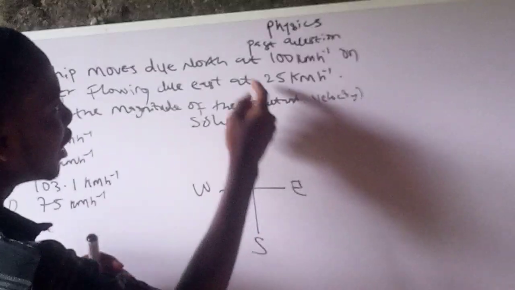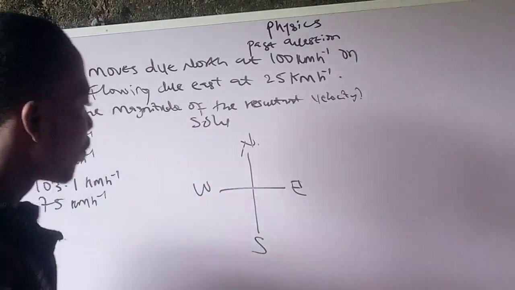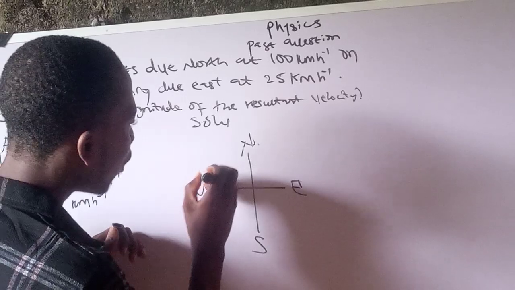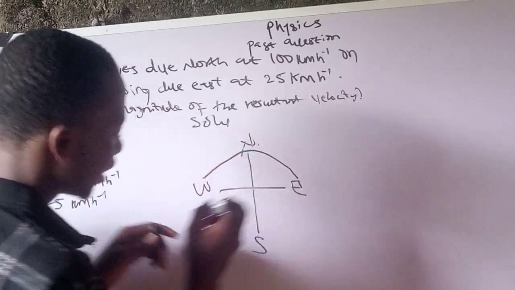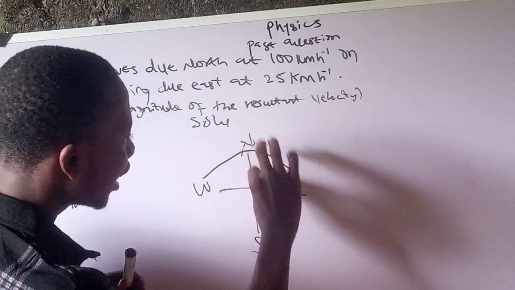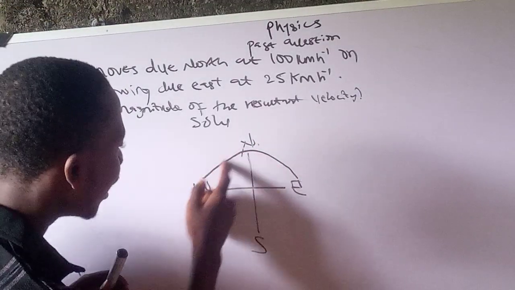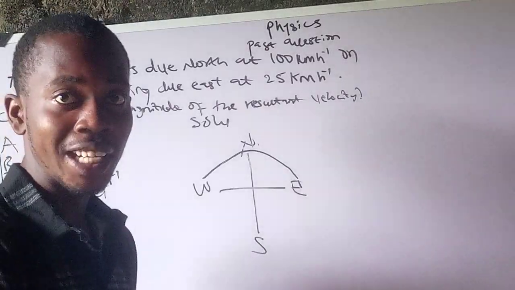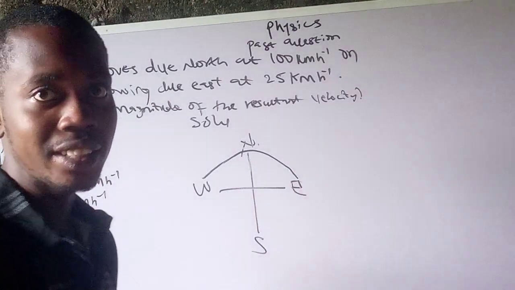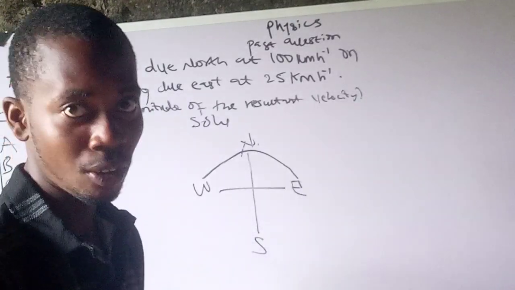But assuming that it is due west and east, that means from here to this side is 180 degrees, because from here is 90 degrees and from here is 90 degrees. That is 90 plus 90 is 180. So from west to east is 180. So it is no more a right angle triangle. So what you're going to use is the cosine law.